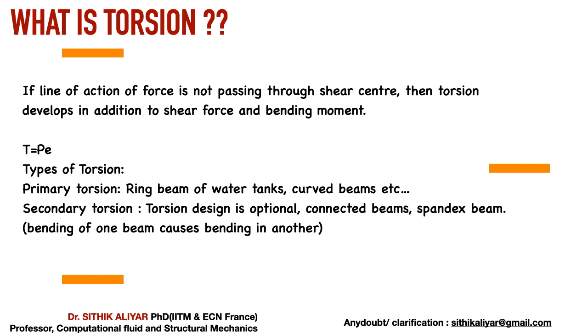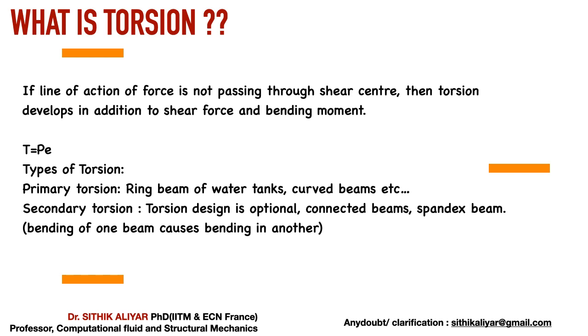This is a different type of load coming to the beam, right? There are two types of twisting that can happen in a beam. One is primary torsion, the second is secondary torsion. Primary torsion is where twisting will definitely happen to the beam. It is like a circular beam in a water tank, where there is a 100% chance of twisting. So we have to design compulsorily for the torsion in that case, and for curved beams. In plan, if you look, it will look like a curved beam.